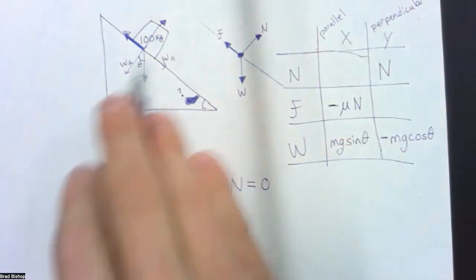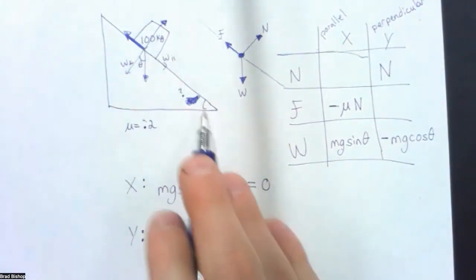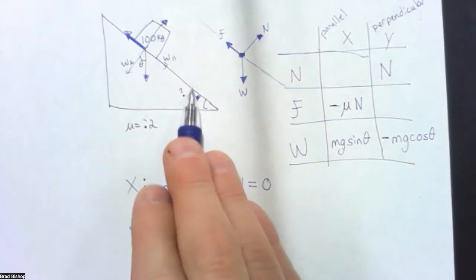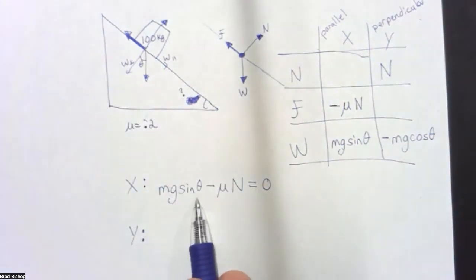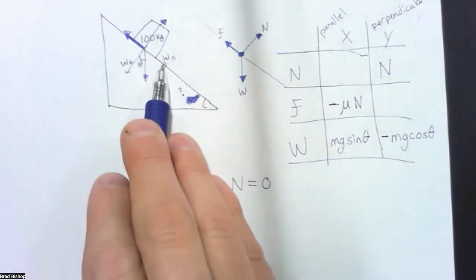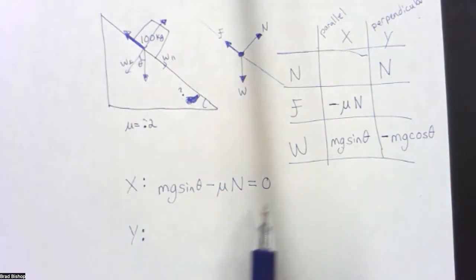And again, like I said, this problem could have lots of variances. Maybe there's something pulling it up or pushing it down. But for now, we're looking at a box at the maximum angle before it begins to slide down. So mg sine theta, that is the parallel component of the weight that's pulling it down the incline, minus friction, minus mu times normal. And since we're looking at it before it begins to slide, equals 0.